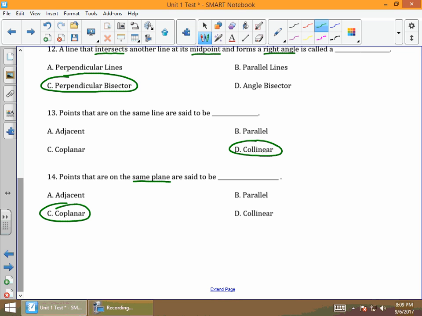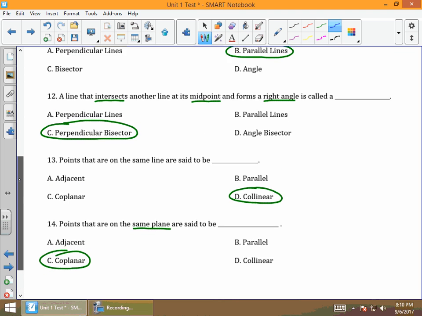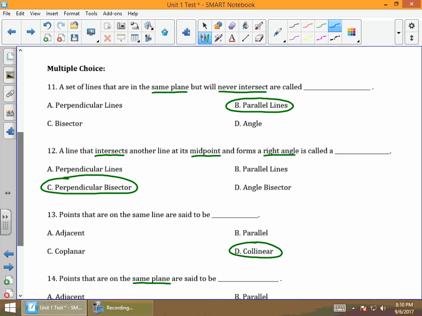So this page, grand total had 4 on the first problem, plus 4 multiple choice. So we had a grand total of 8 points from this page. So 13 on page 1 and 8 on page 2.